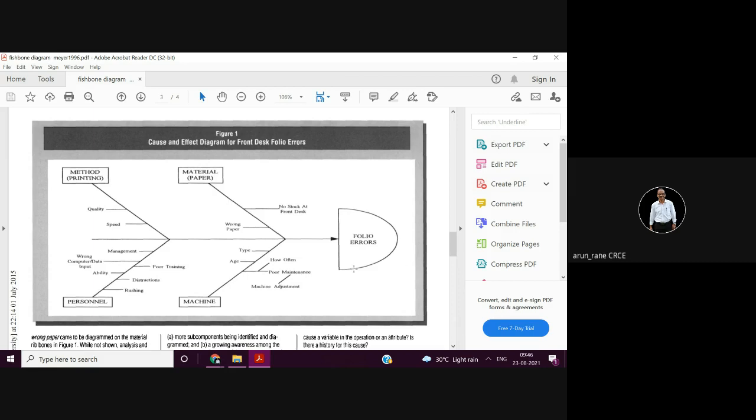Like you take a small task of a particular machine, like rejection on machine number one or rejection on machine number two. I can give an example in case of students that scored less marks or fall sick repetitively. So this is what the effect is. Now here the effect in this example is folio errors, and the four measures, or four M's: man, material, machines and methods.